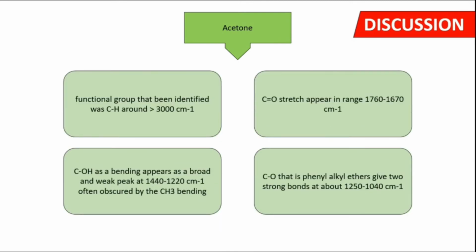Next, for acetone, the functional group identified was CH at more than 3000 cm⁻¹. C=O stretch appears in the range 1760 and 1670 cm⁻¹. C-O-H bending appears as a broad and weak peak at 1440 until 1220 cm⁻¹, often obscured by the CH3 bending. C-O, that is phenyl alkyl ether, gives strong bands at about 1250 until 1040 cm⁻¹.